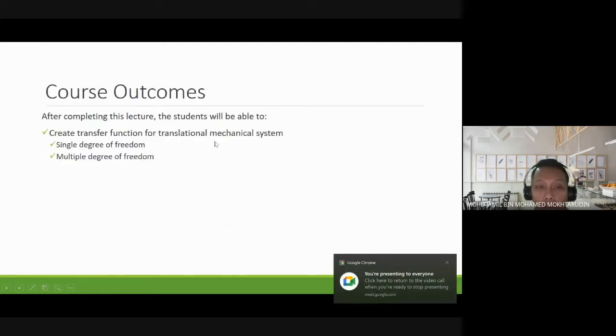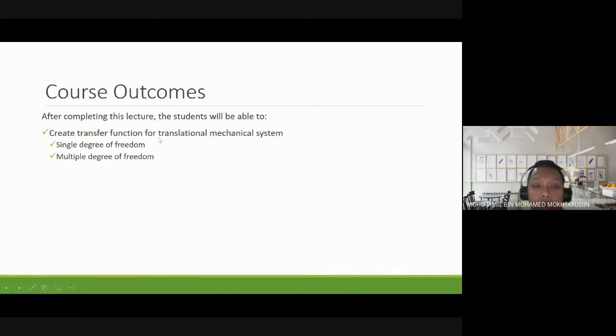Okay, so after completing this lecture, students will be able to create a transfer function for a translational mechanical system, for a system with a single degree of freedom, and also a system with multiple degrees of freedom.